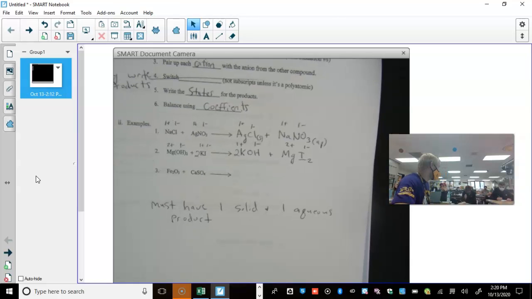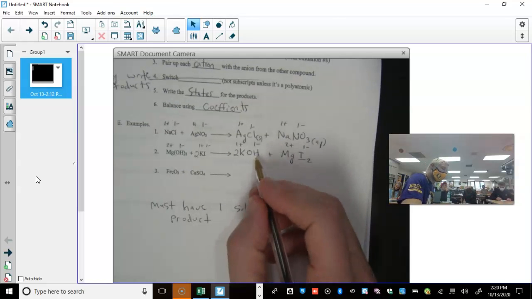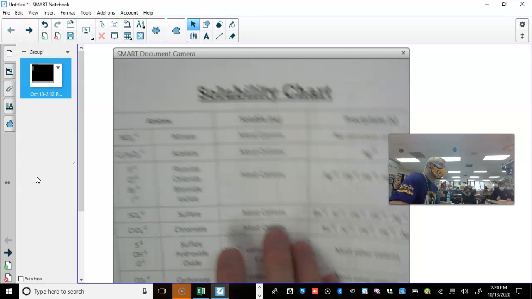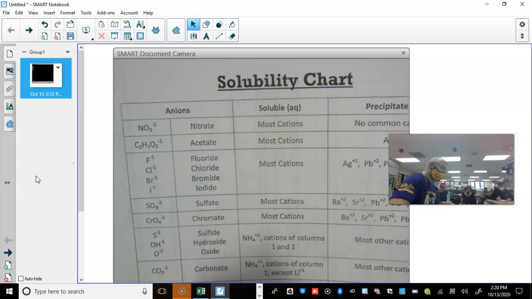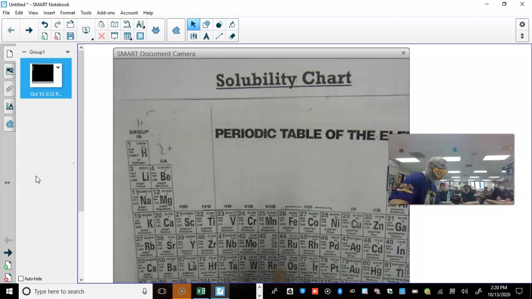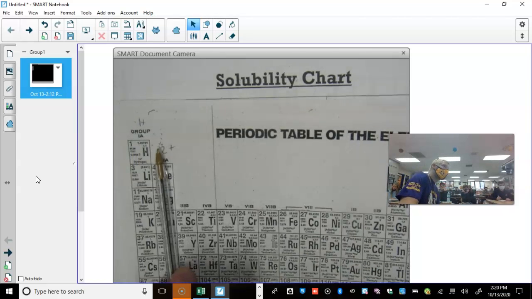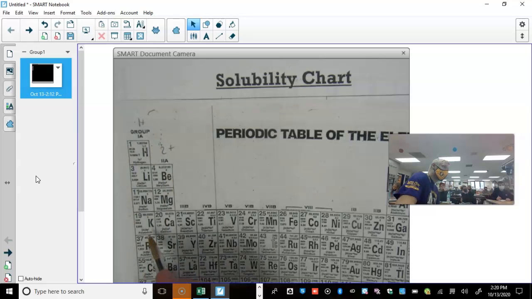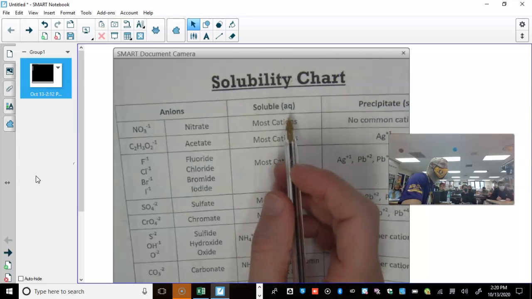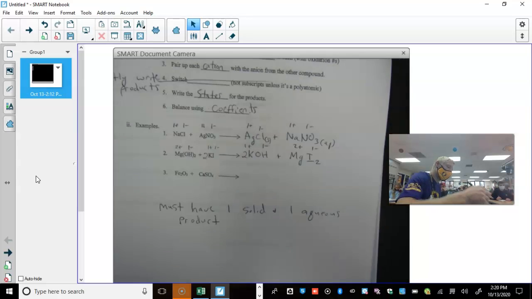But maybe this doesn't occur. So let's see. I need to have a solid and aqueous product. So KOH. So I'm looking at OH is right here. And K is in column 1 on the periodic table. So cations are column 1 and 2. Those are going to be aqueous. And K is definitely in column 1. So column 1 or 2 is going to be aqueous. So KOH is AQ.